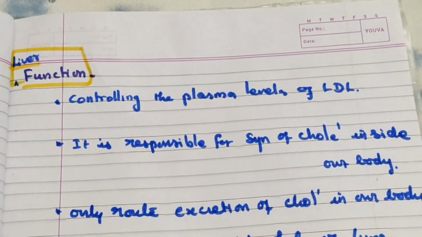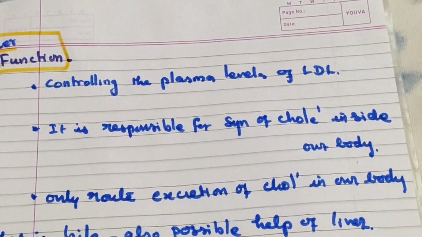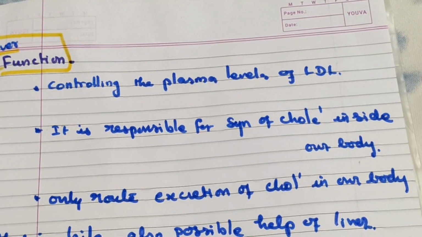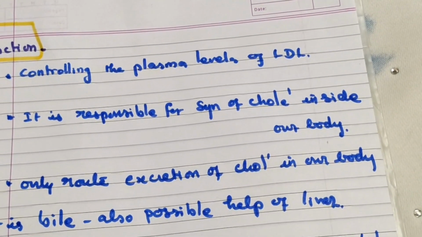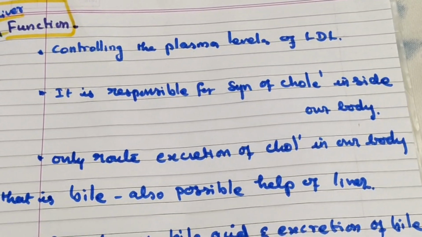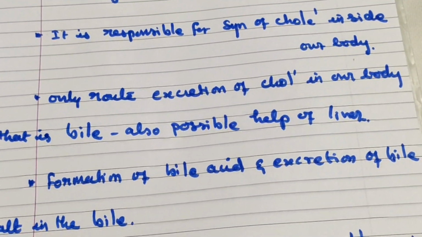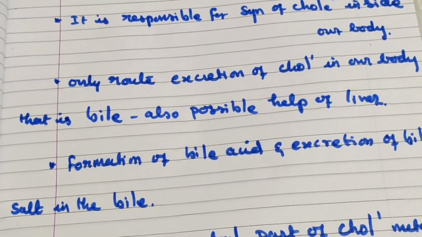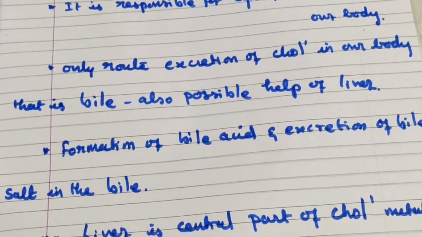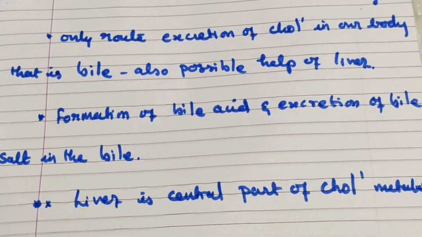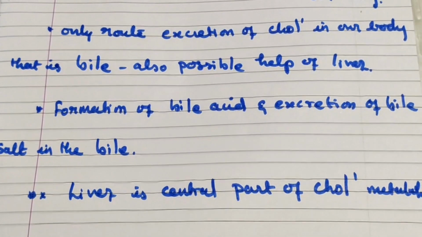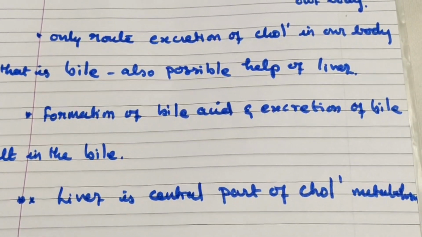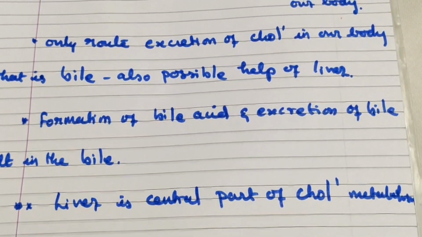Next, liver function. The liver controls the plasma level of LDL, low density lipoprotein. The liver is responsible for the synthesis of cholesterol inside our body. The only route of cholesterol excretion from our body is bile, which is also possible only with the help of the liver, through formation of bile acid and excretion of bile salt in bile. So the liver is the central part of cholesterol metabolism.